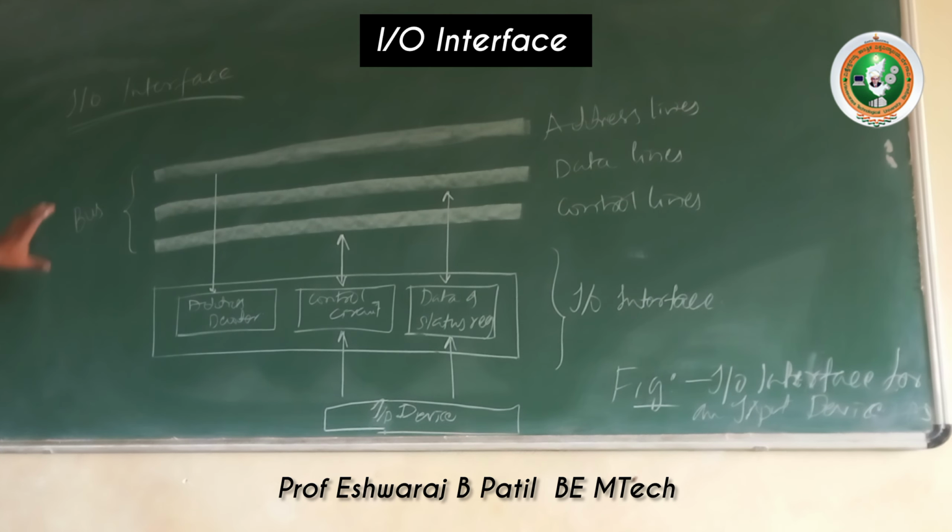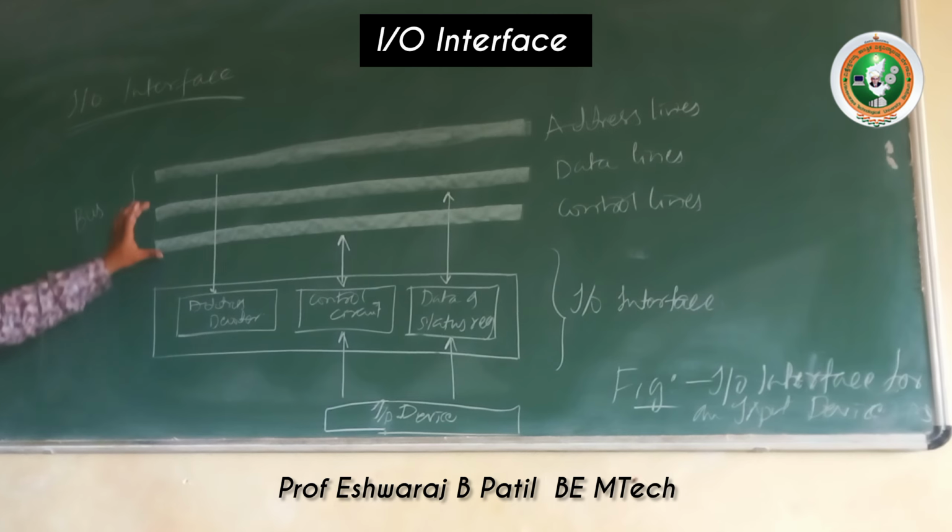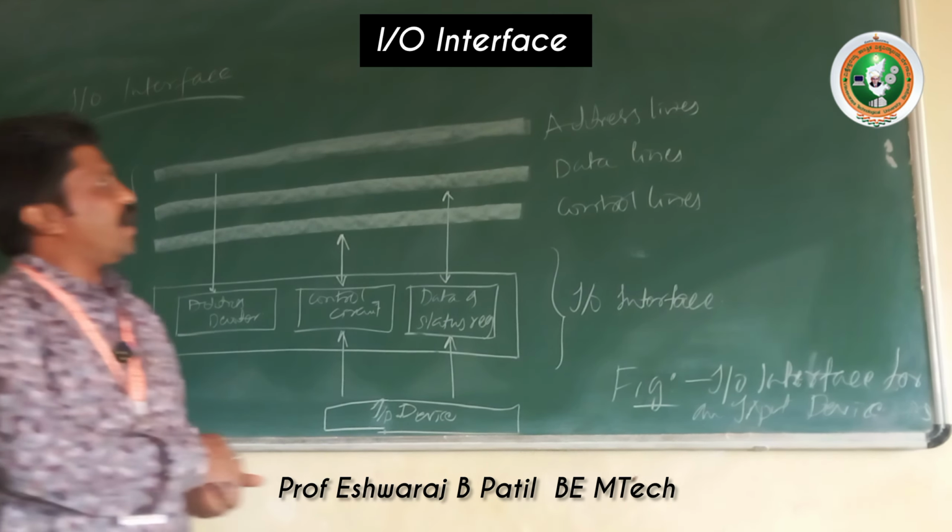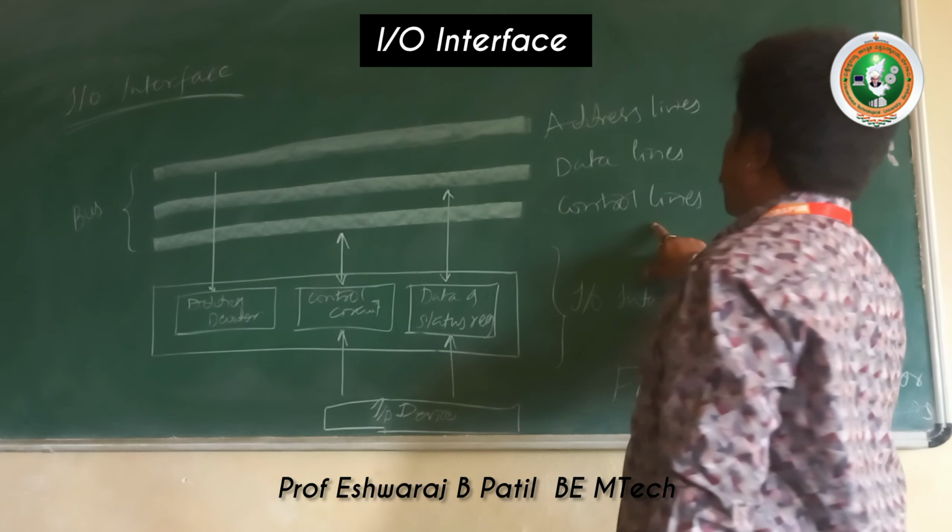Interface is shown in the figure. As shown in the figure, these are the hardware devices. There are three buses used: one is the address lines, another one is the data lines, and the third one is the control lines.